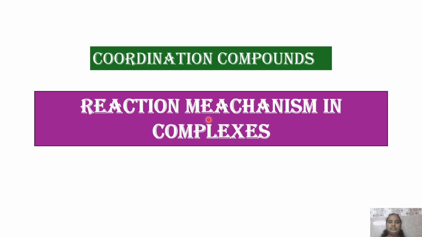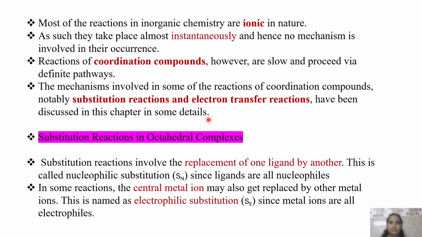Now we will discuss the topic reaction mechanism in complexes in coordination compounds. As we know, many of the reactions in inorganic chemistry are ionic in nature. As that takes place almost instantaneously, hence no mechanism is involved in the occurrence. But in the case of coordination compounds, they are slow and they proceed with definite pathways. The mechanism involved in some of the reactions of coordination compounds is usually through substitution reactions and electron transfer reactions.